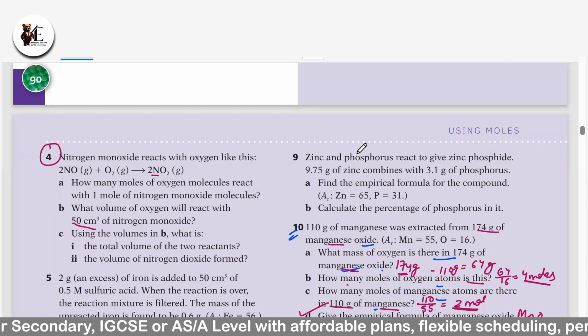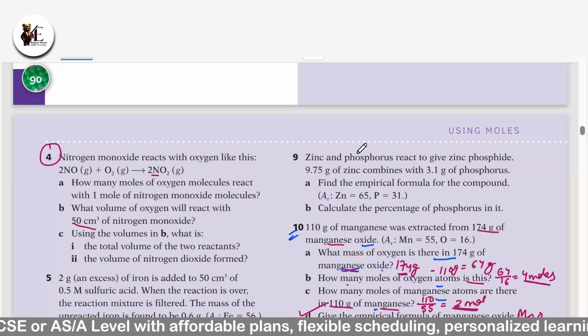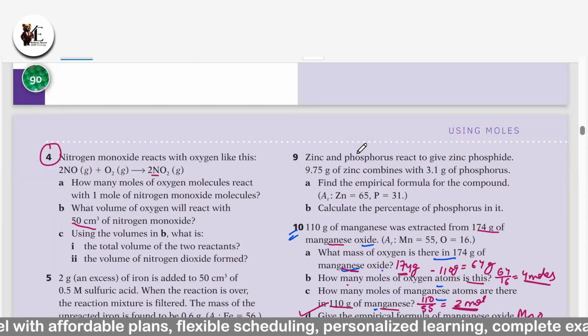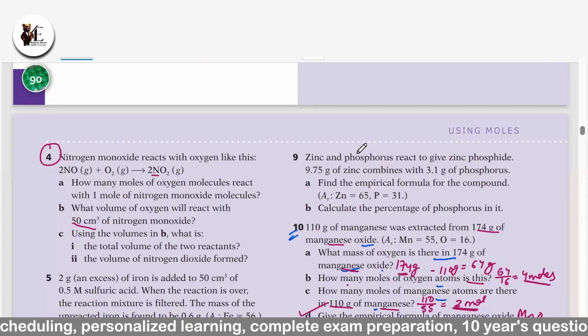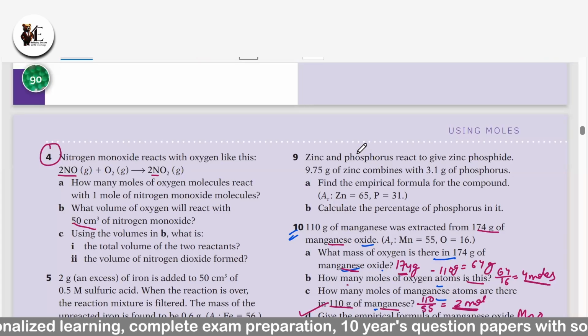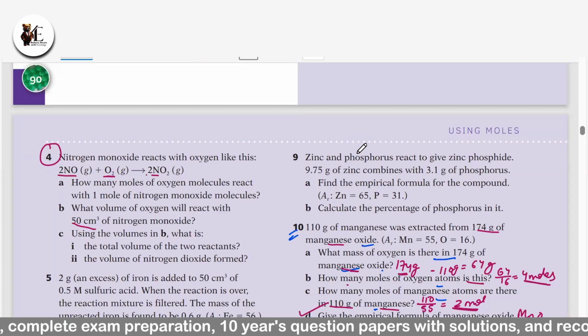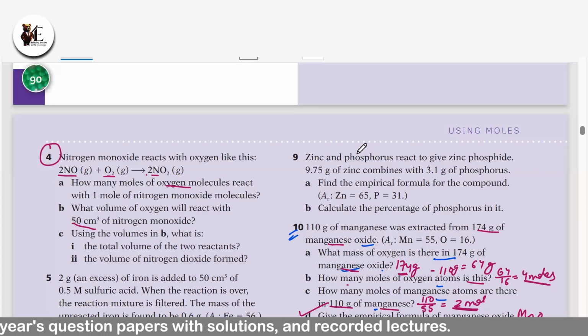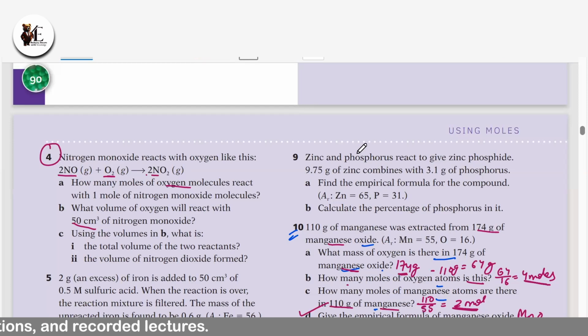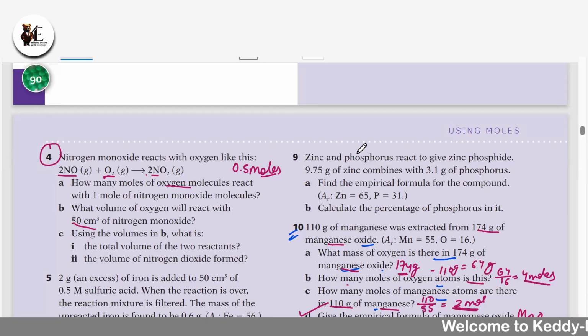Okay, so let us solve. So the first question, how many moles of oxygen molecules react with 1 mole of nitrogen monoxide molecule? So this is your balanced chemical equation. 2 nitrogen monoxide reacts with oxygen to get 2 NO2, right? So how many moles of oxygen molecules react with 1 mole of nitrogen monoxide? 0.5 mole. Yes, 0.5 moles, because you can see here the stoichiometry. If 2 mole of nitrogen monoxide is reacting with 1 mole of oxygen, so 1 mole of nitrogen monoxide will react with half mole of oxygen.